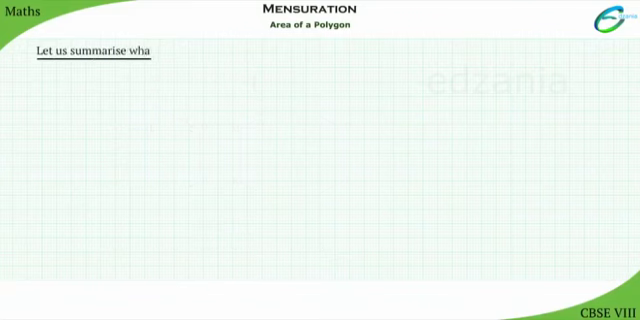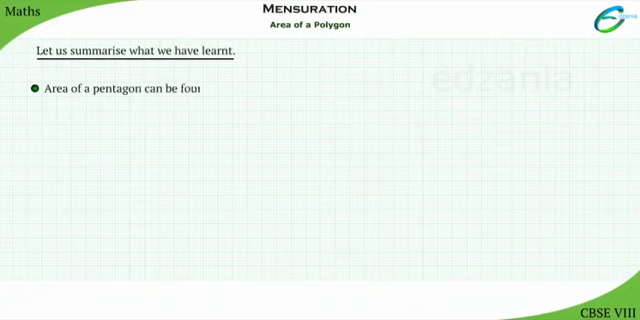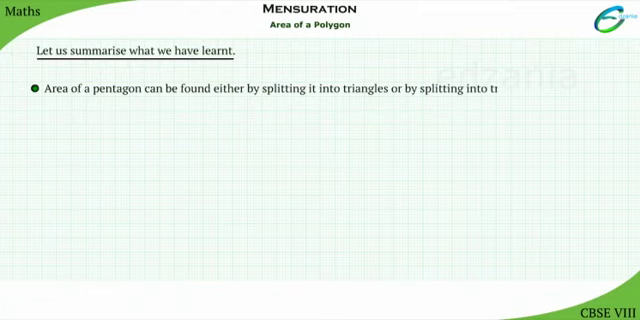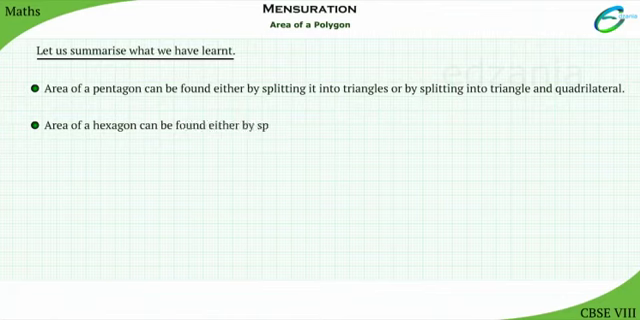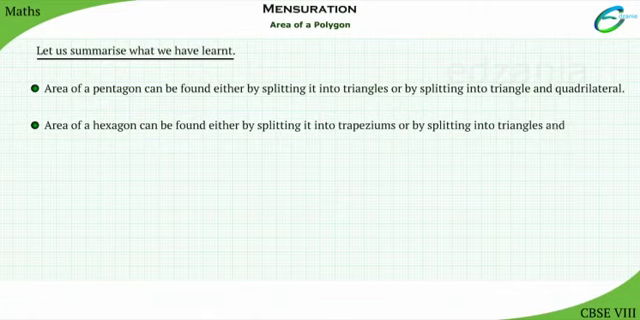Let us summarize what we have learned. The area of a pentagon can be found either by splitting it into triangles or by splitting it into triangle and quadrilateral. The area of a regular hexagon can be found either by splitting it into trapeziums or by splitting it into triangles and rectangle.